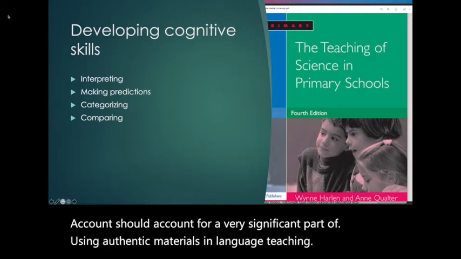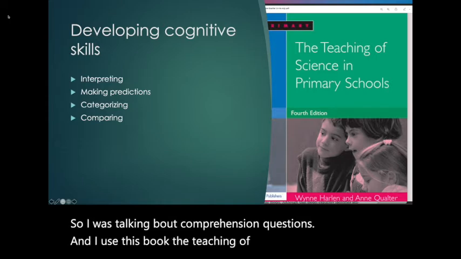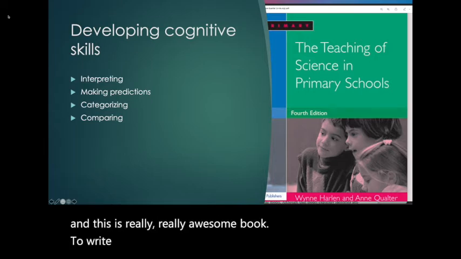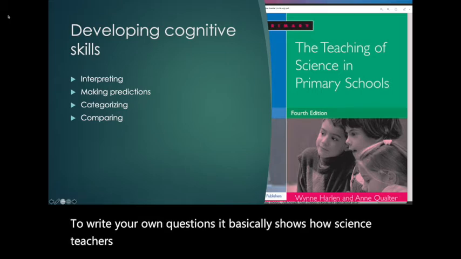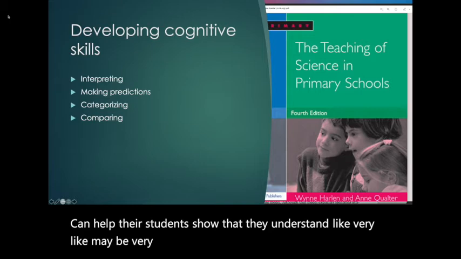So I was talking about comprehension questions, and I use this book, The Teaching of Science in Primary School, and this is a really awesome book to write your own questions. It basically shows how science teachers in, I think, maybe the US or Canada can help their students show that they understand maybe very complex concepts like physics or chemistry.